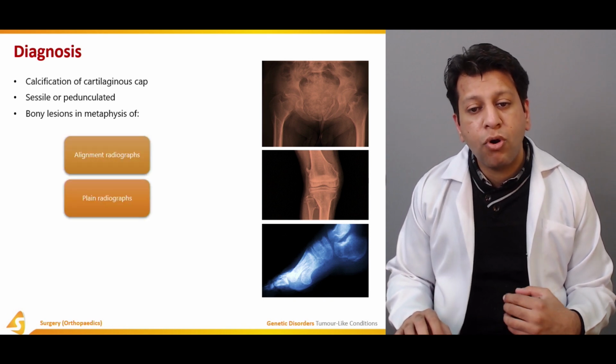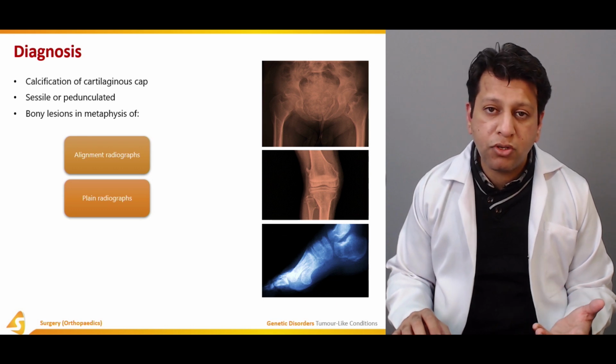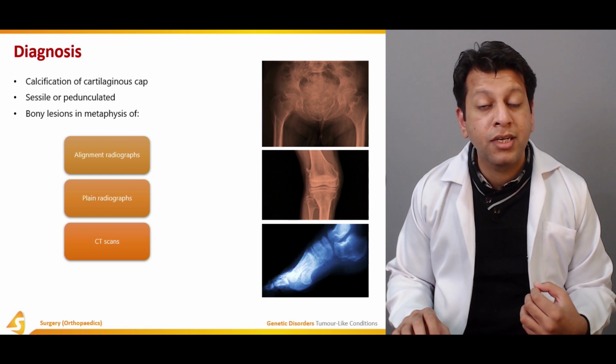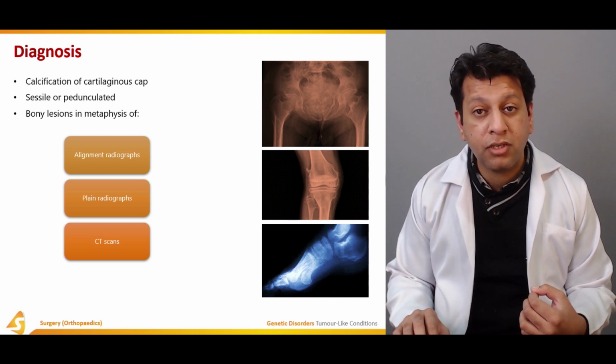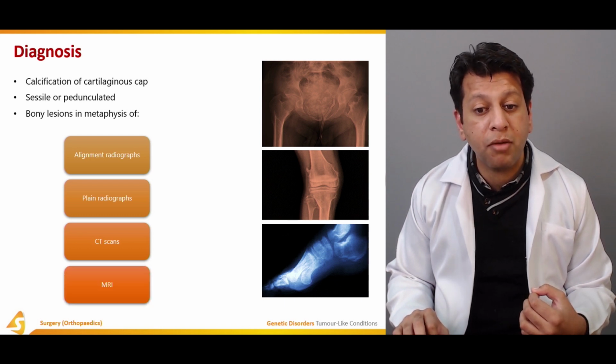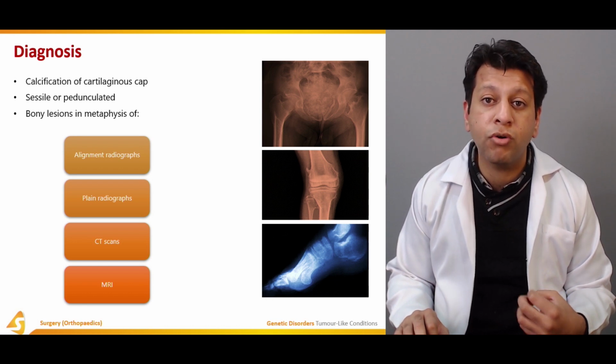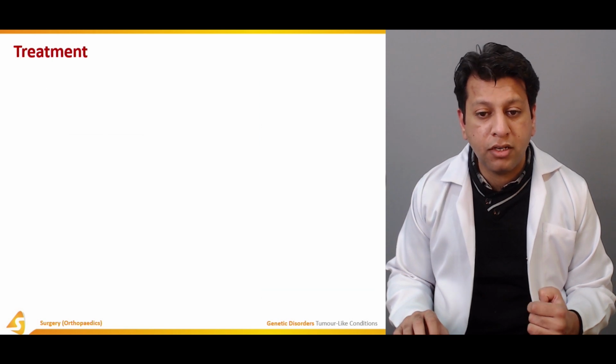So, how do we diagnose? We diagnose it with the use of X-rays. Simply the plain radiographs will tell us. Then a CT scan will tell us whether it's actually a bony outgrowth or not, and then MRI will tell whether the cartilaginous cap is present or not, and how thick it is.